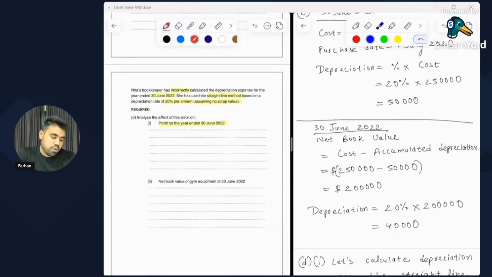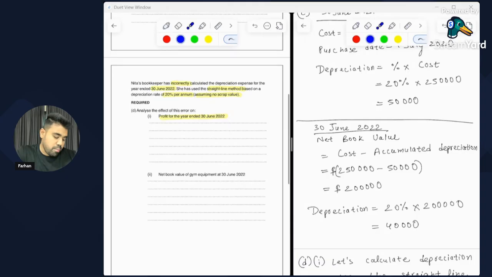Nita's bookkeeper has incorrectly calculated the depreciation expense for the year ended 30 June 2022. She has used the straight line method based on a depreciation rate of 20% per annum, assuming no scrap value. No scrap value here simply means that this machine is worthless at the end of its useful life. You can't sell this machine and get any cash in return. You might have to throw this machine away.